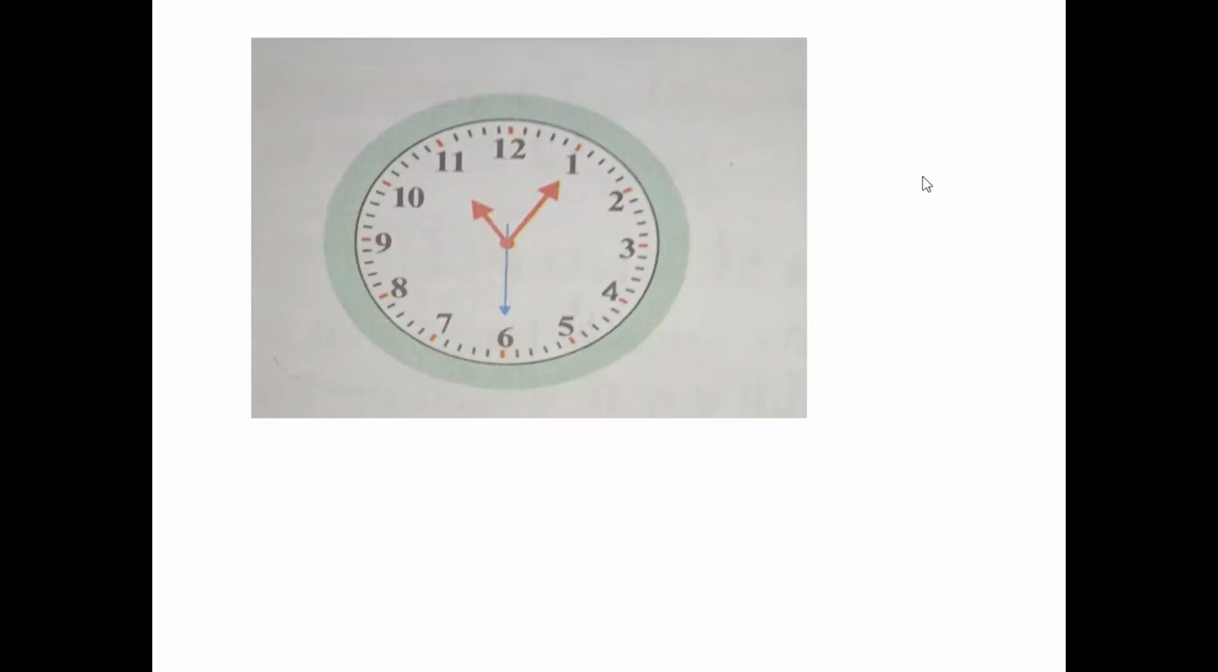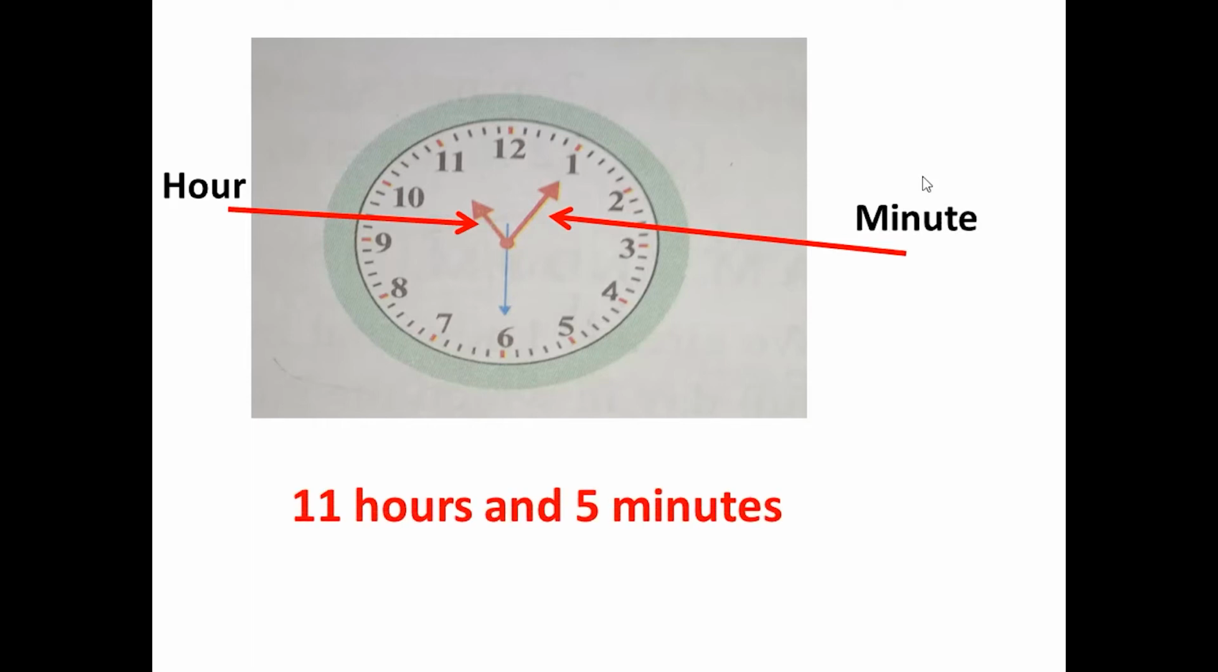Now children, look at this clock. Here the hour hand is at 11 and the minute hand is at the 5th division from the clock. So the time is 11 hours and 5 minutes.